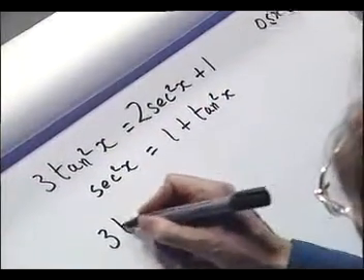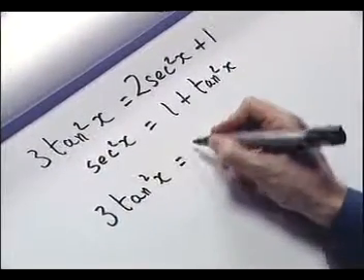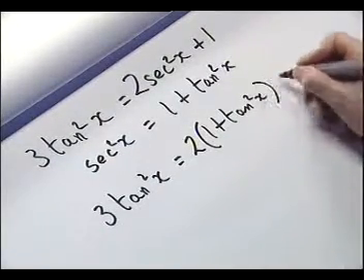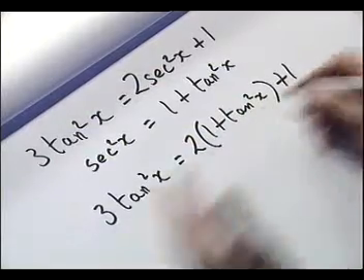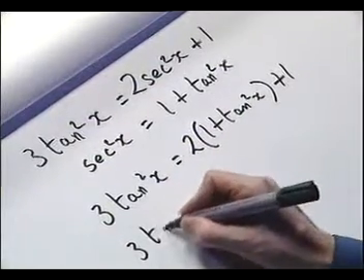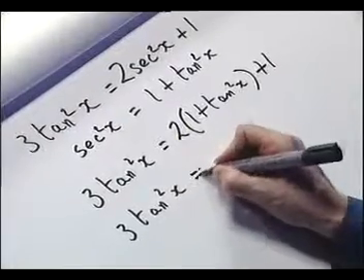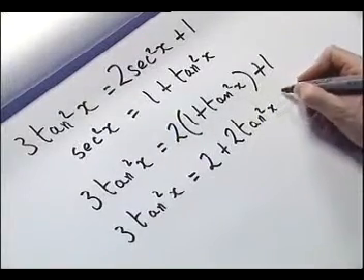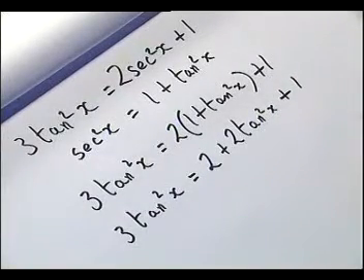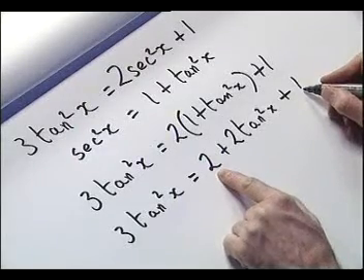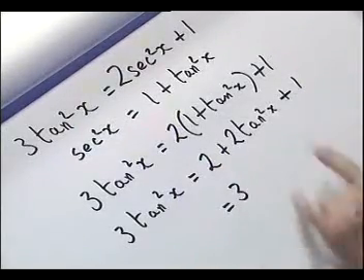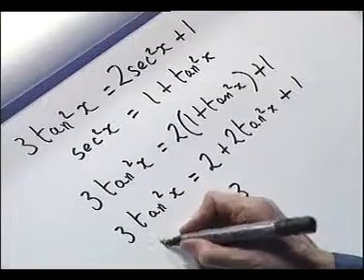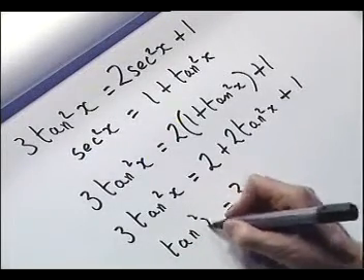So we've got 3 tan squared x is equal to 2 times 1 plus tan squared x plus 1. Multiply out this bracket. 3 tan squared x is 2 plus 2 tan squared x plus 1. We can combine the 2 and the 1. That will give us 3. And we can take the 2 tan squared x away from the 3 tan squared x there. And that will give us tan squared x.